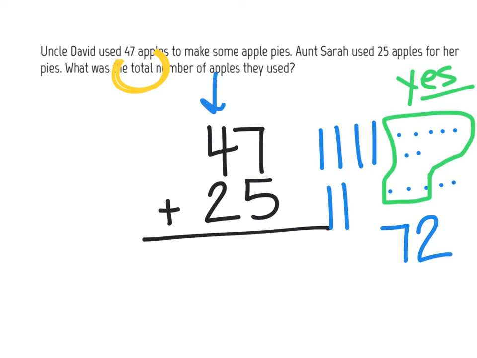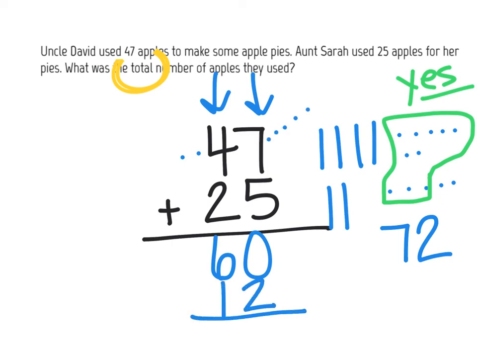So building method, I start here in the tens, 40 plus 20, so 40, 50, 60. Then I go over to my ones, 7 plus 5, so 7, 8, 9, 10, 11, 12. And then I add, 0 plus 2 is 2, 6 plus 1 is 7, and I got the same answer both times, 72.